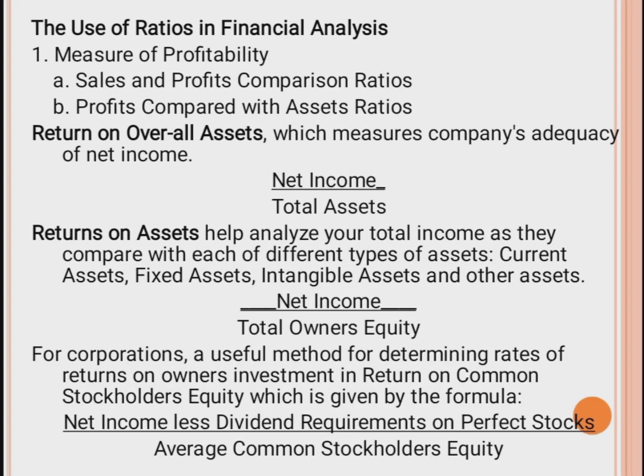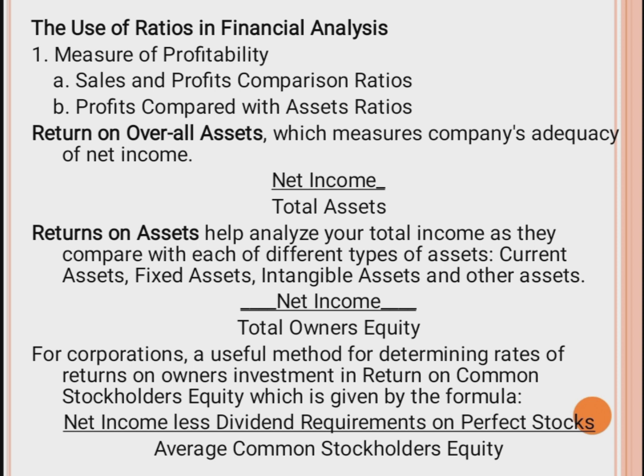The use of ratios in financial analysis. Number 1 is measure of profitability, which may be further subdivided into sales and profits comparison ratios and profits compared with assets ratios. So in sales and profits comparison ratios, the first of these ratios is your net income after taxes to net sales.